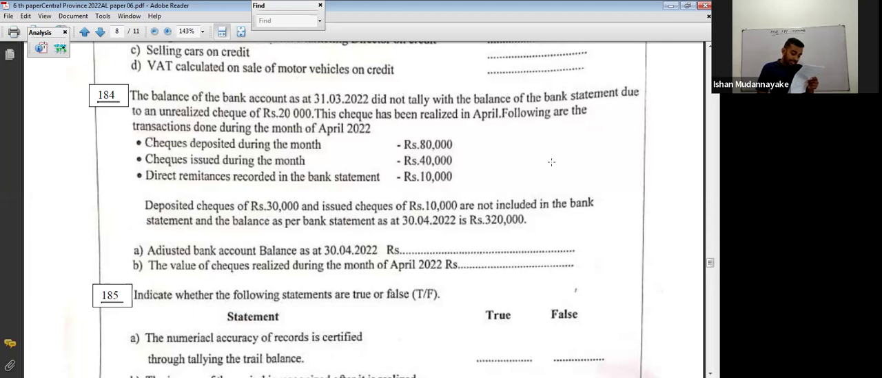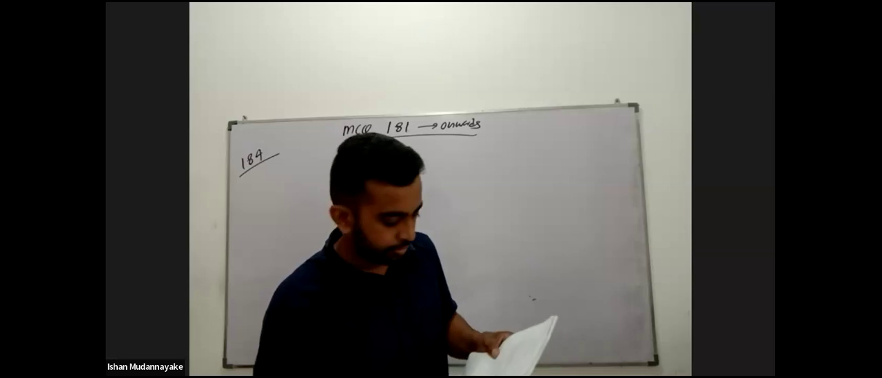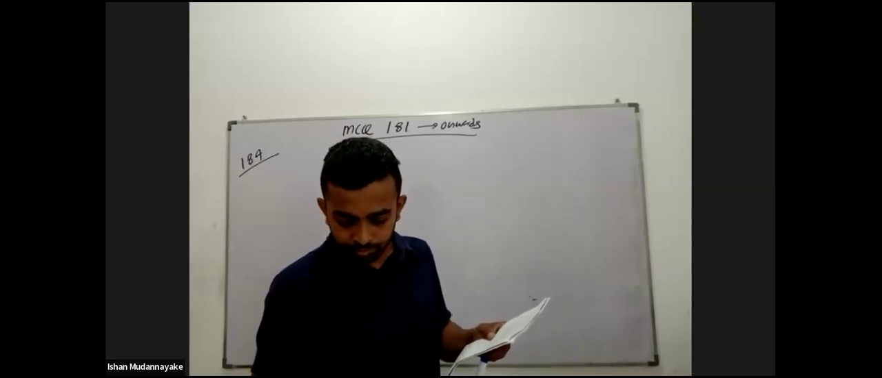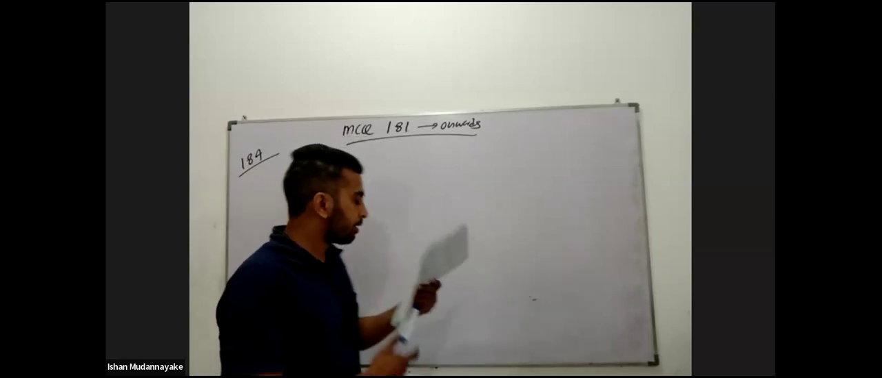A: the adjusted bank account balance as of 30th April 22. And second, B: the value of the checks realized during the month of April 22. Try to get the answer. Hold the video and try to get the answer. Right. Now we will discuss. Look at the question.